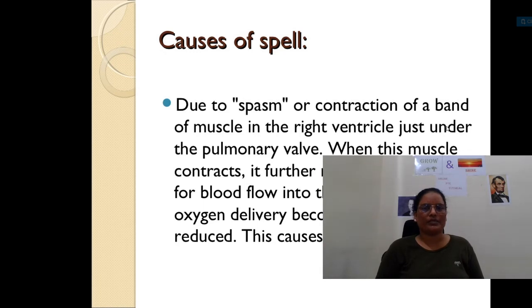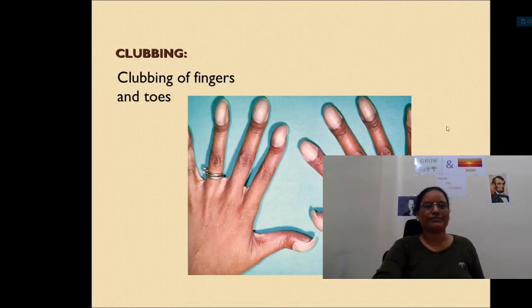Then the next is causes of spell. Due to spasm or contraction of a band of muscle in the right ventricle just under the pulmonary valve, when this muscle contracts, it further narrows the channel for blood flow into the lungs. As a result, oxygen delivery becomes further reduced. This causes a spell. That's why the child shows symptoms, becomes cyanosed and suffers from a tet spell.